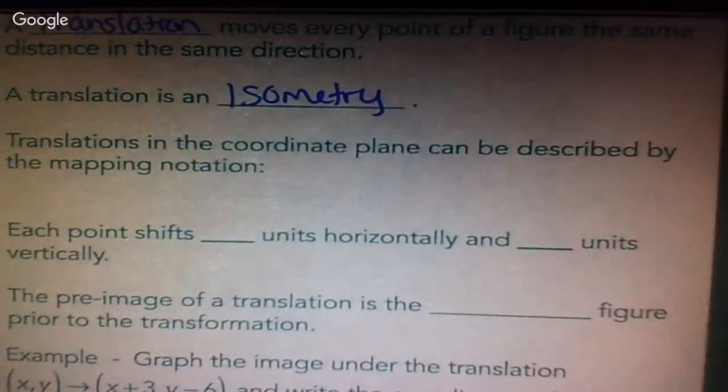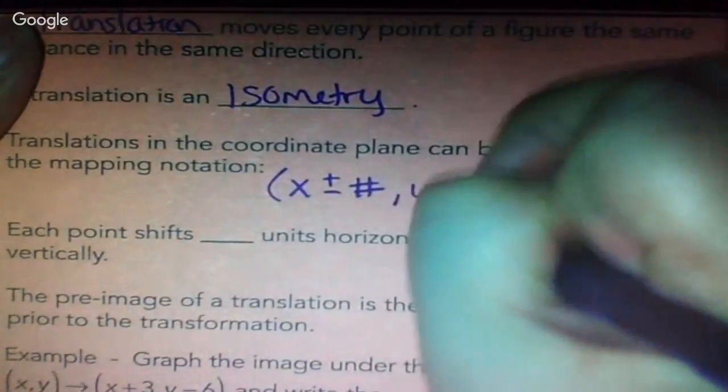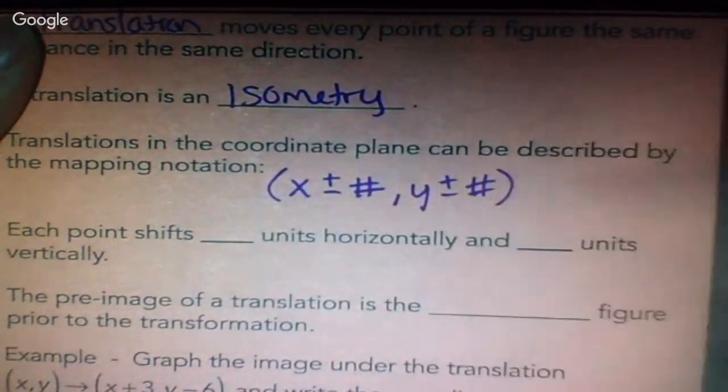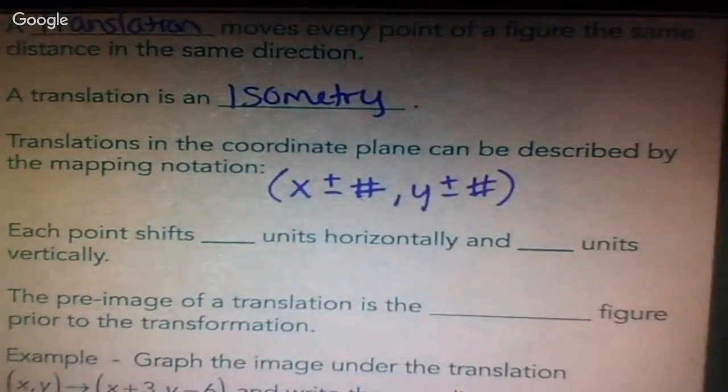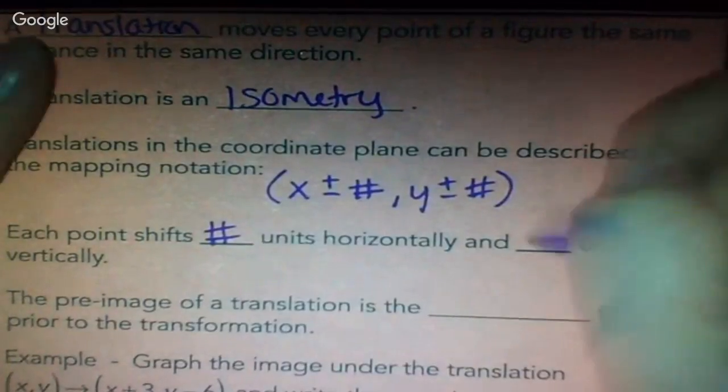Translations in the coordinate plane can be described by the mapping notation. So you would take X and you would add or subtract some number. And you take Y, and again, you add or subtract some number. And we talked about that in the investigation. If you go in the positive direction in either the X or Y, you would add a number. And if you go in the negative direction, you would subtract. Each point would then shift some number of units horizontally and some number of units vertically.